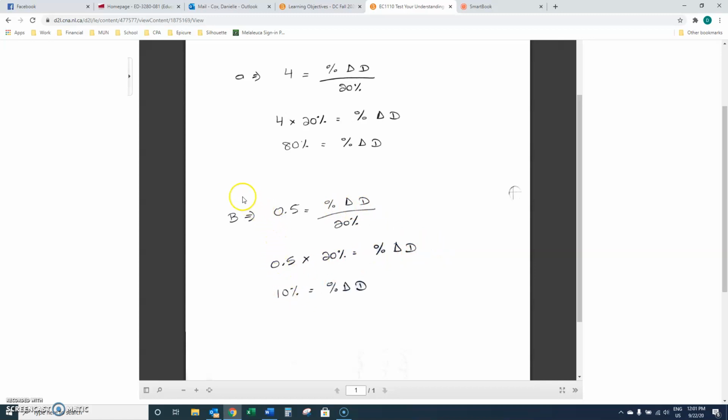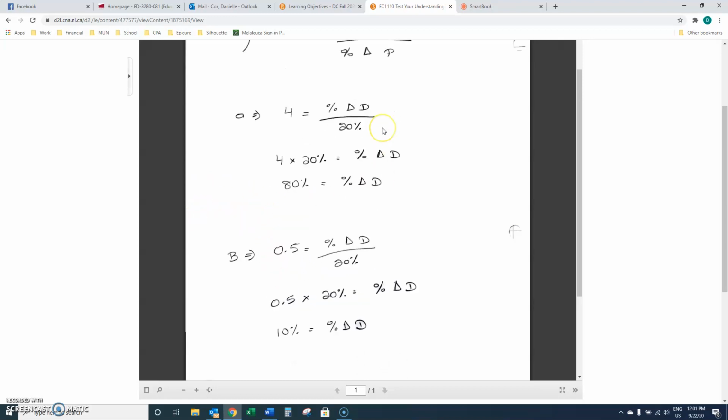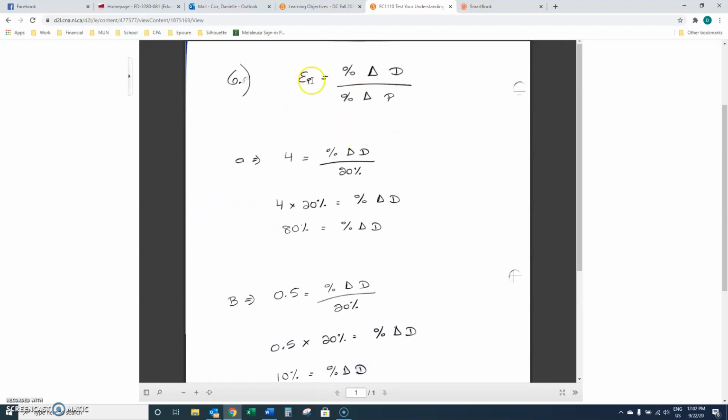So parts C and D would be the same, but again, I think it's one of the first times we've been given the elasticity coefficient and asked to work out the percent change in either the quantity demanded or the price.